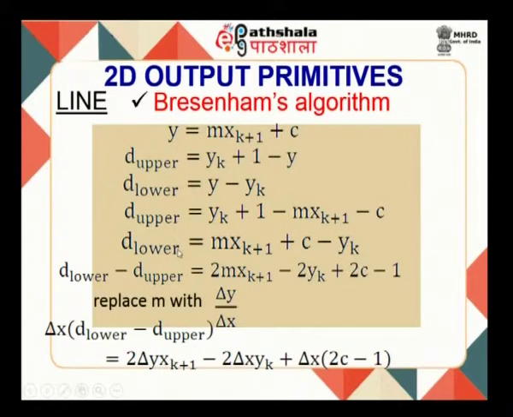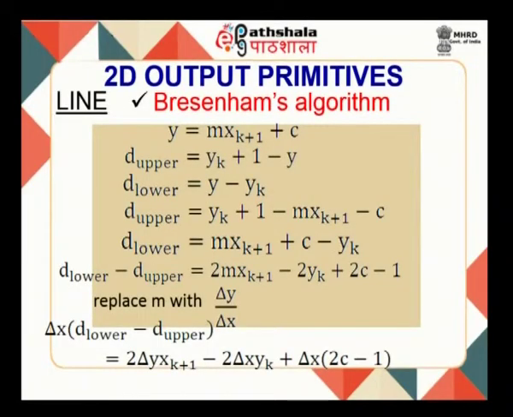So, as we got the equations for d lower and d upper already here, take the difference of these two, d lower minus d upper. Which gives us an expression like this, 2 times m xk plus 1 minus 2 yk plus 2 c minus 1. You can sit and follow when you start doing it for yourself, you will be able to resolve these expressions more easily when you take a pen and a paper and note it down and keep resolving these equations.